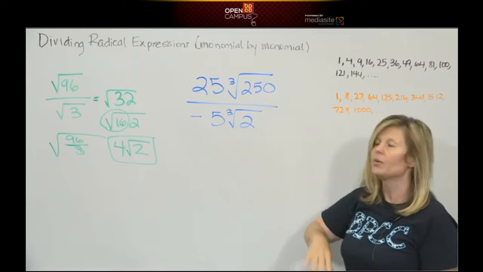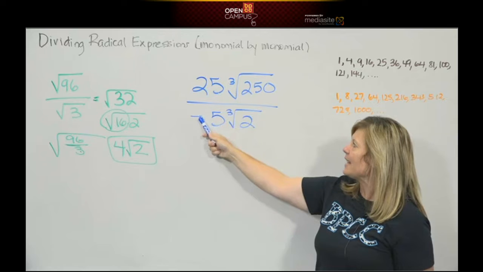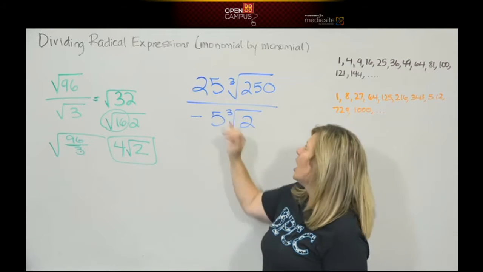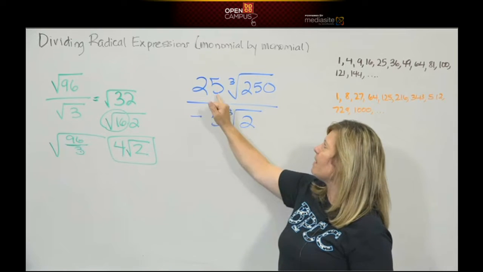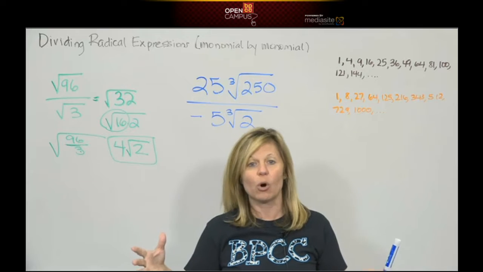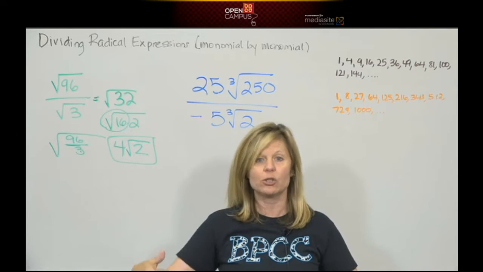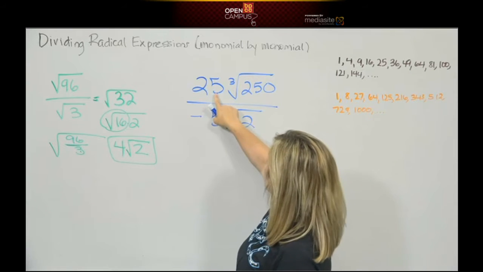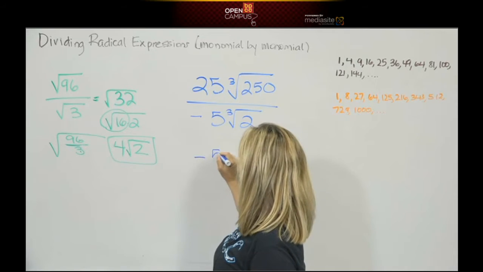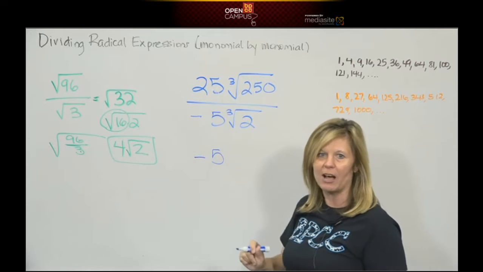Let's do a cube root. I have 25 cube root of 250 divided by negative 5 cube root of 2. So now we have coefficients. Again, this 25 and this negative 5 are connected to the roots by multiplication. As long as all our terms are monomials connected by multiplication, you can do division. So we know 25 divided by negative 5 would be negative 5. That was easy. And we know that negative 5 is in the numerator because that's what the bigger value is.